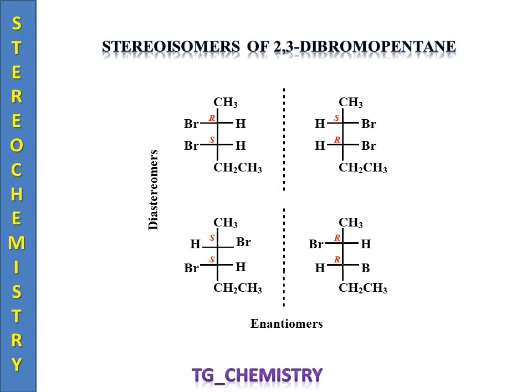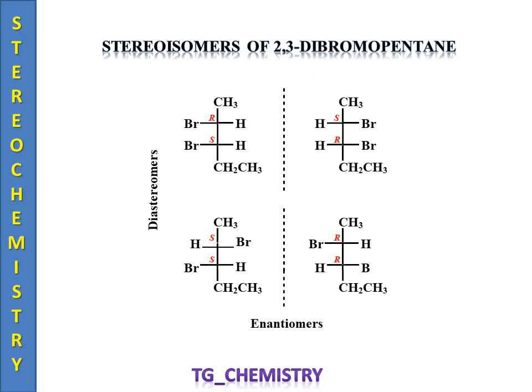Here are the stereoisomers of 2,3-dibromopentane, represented in that way. You can see the molecular structures. In the first two structures, you see they are assigned as RS and SR, and they are mirror images of each other, however non-superimposable. So those are enantiomers in nature.